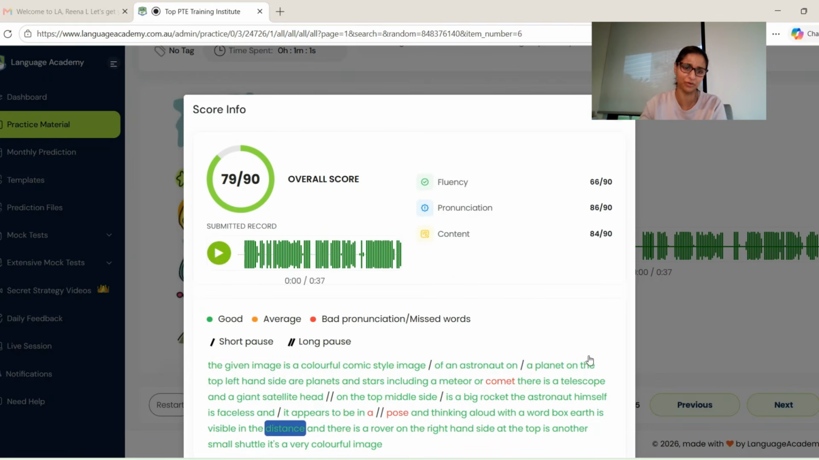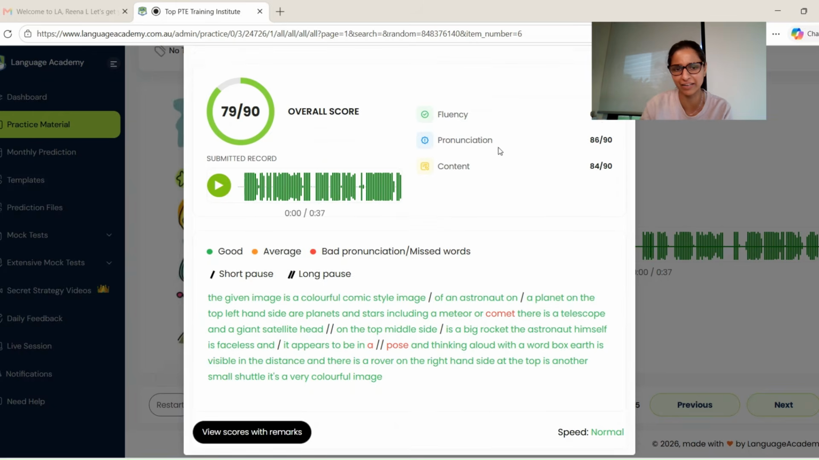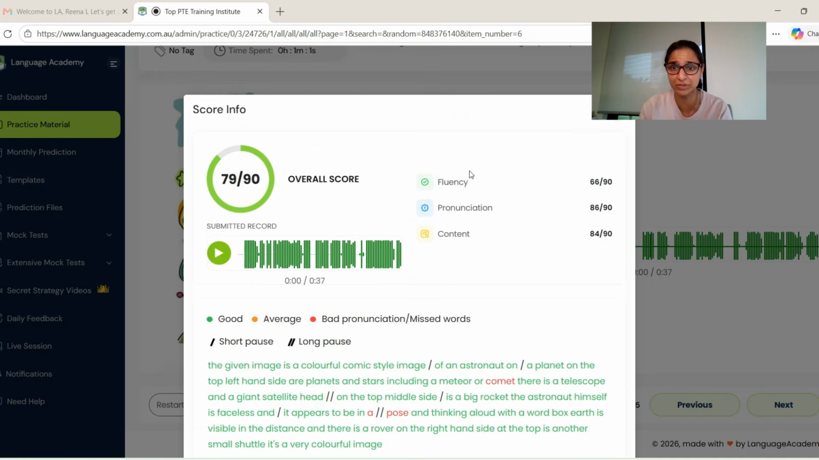Okay, so over here, it gave me fluency 66. Meh. Pronunciation 86, which is correct. I am a native English speaker. And content 84, which is also correct. I did cover a lot of content, but it gave me really crappy marks for fluency, which is not okay. In general, I'm all right with this 79 out of 90. Let's try another question.